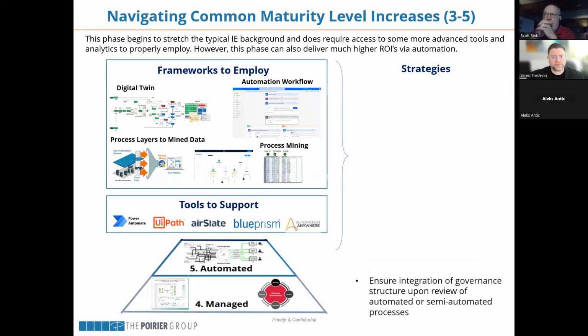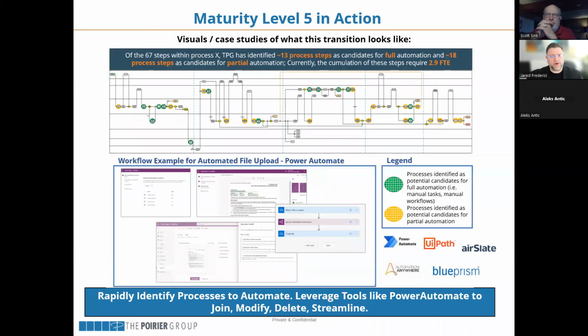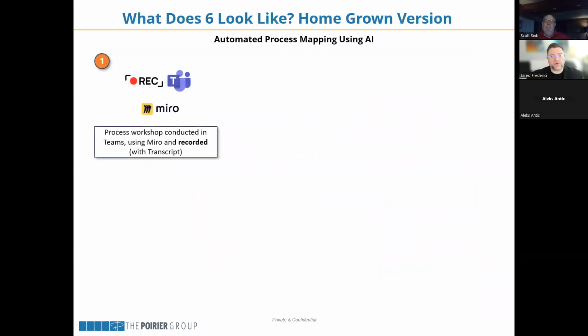Yeah. So I want to move into the operational analytics piece here, but this just gives you some idea of what level 5 looks like in action in the context of isolating processes that are great potentials for automation or for removal, and how different workflows can automatically take those out or streamline them. I did want to show, what does 6 look like?